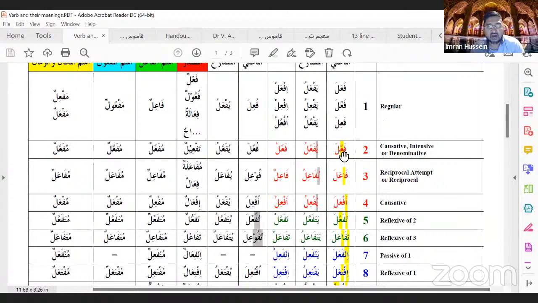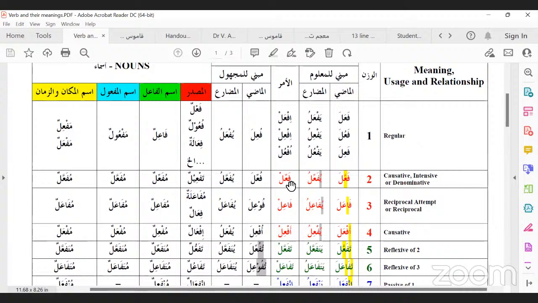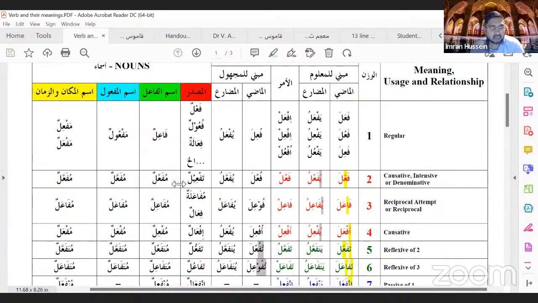When you say fa'ala, there is a shadda in the middle letter, so there's an additional letter. Whenever there's a shadda, it represents two letters. Fa'ala, yufa'ilu, and the imperative amr will be fa'il.